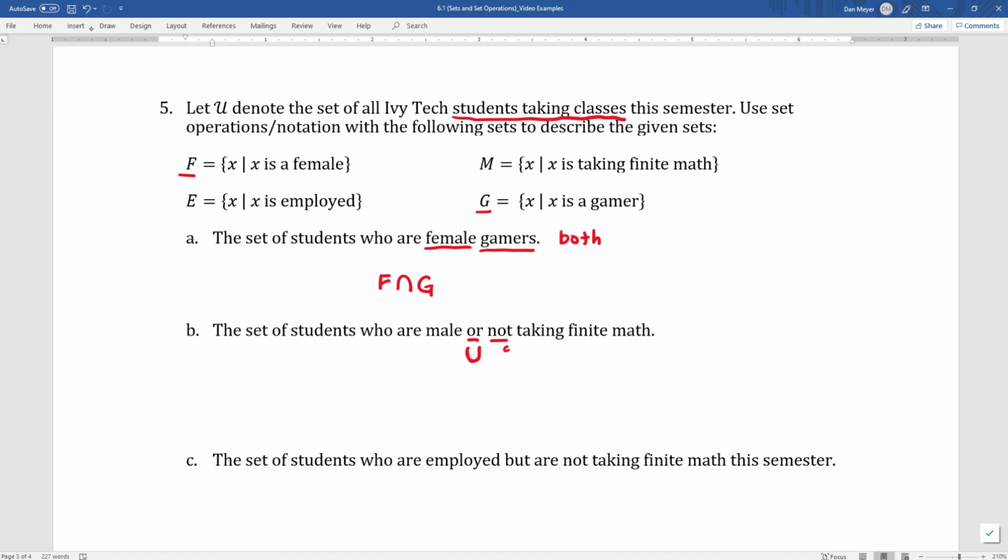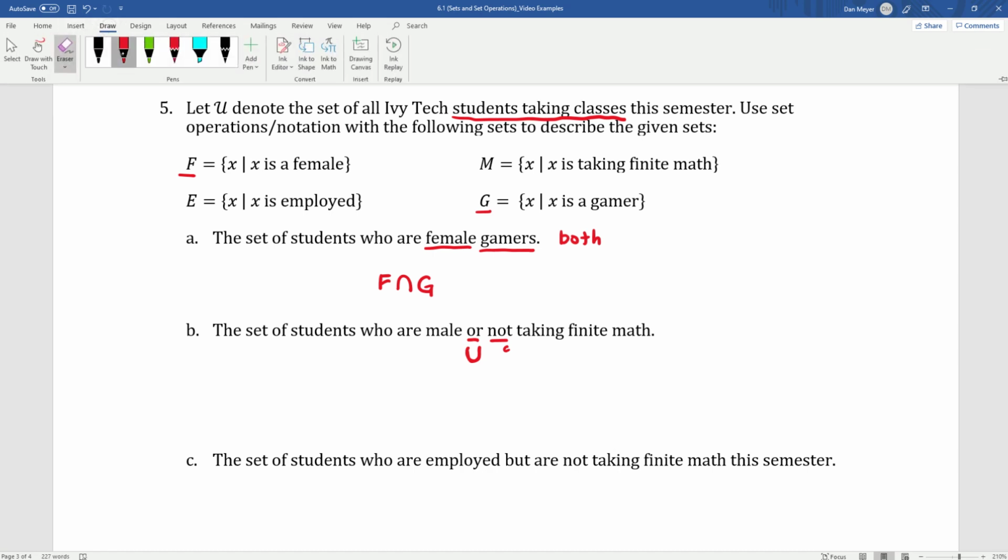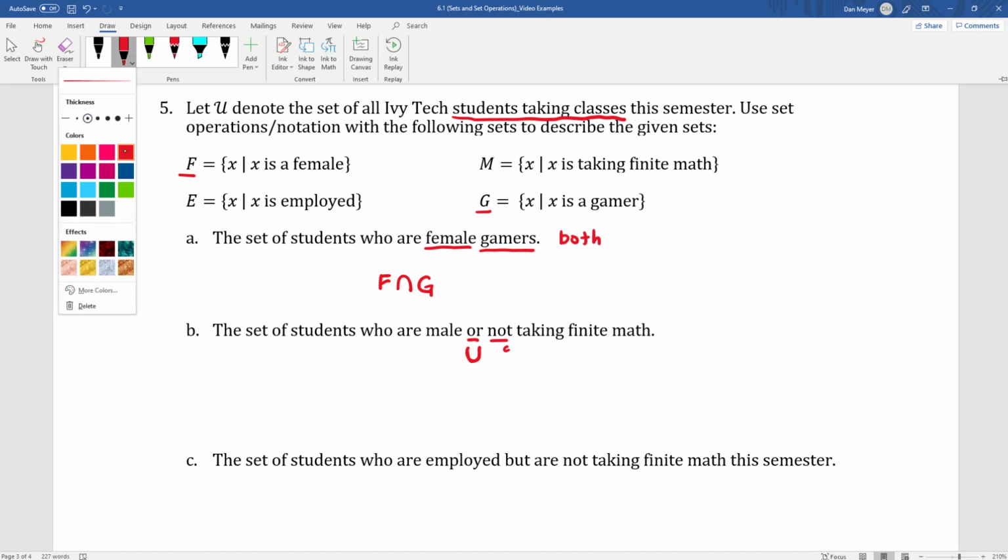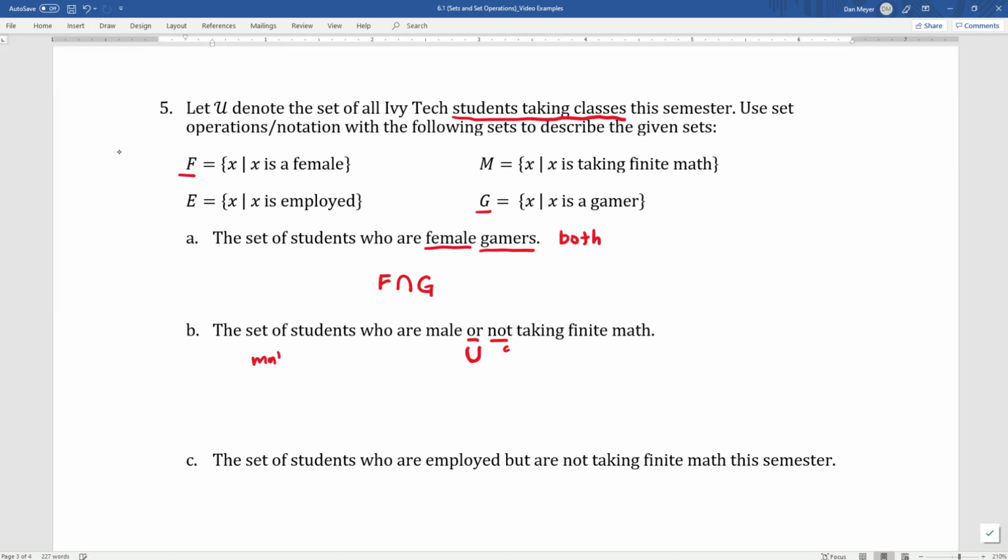Actually, in this context, I guess we have to assume that male means not female, which is maybe not quite as woke as we want to be in Math 135 in 2019. Well, let's just go ahead and go with it.